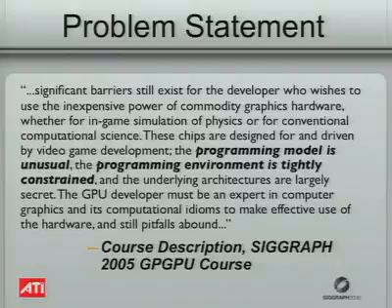So as the course organizers said, significant barriers still exist for the developer who wishes to use the inexpensive power of commodity graphics hardware, whether for in-game simulation of physics or for conventional computational science. These chips are designed for and driven by video game development. Thus, the programming model is unusual, the programming environment is tightly constrained, and the underlying architectures are largely secret. The GPU developer must be an expert in computer graphics and its computational idioms to make effective use of the hardware, and still pitfalls abound. I think this sort of summarizes a lot of the problems that a lot of the researchers have stated in their papers.